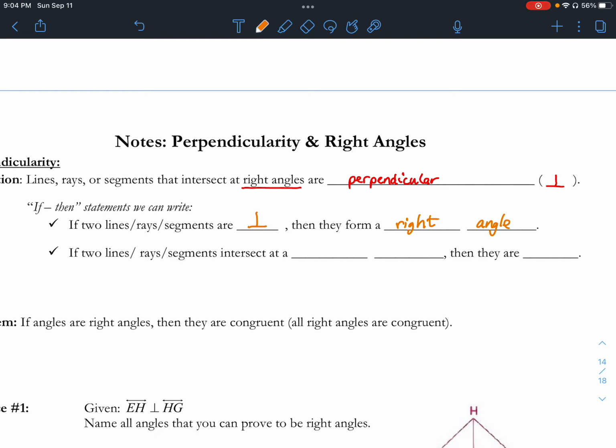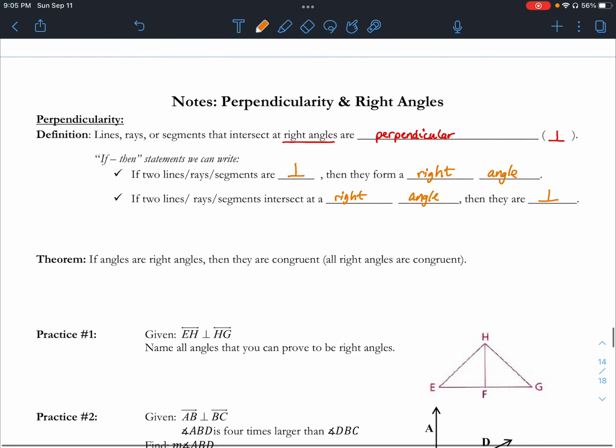The vice versa is also true. If you have these two straight segments, lines, rays, whatever you want to call them, and they intersect at a right angle, well, guess what? You know for a fact that they are indeed perpendicular. So it's like a two-way street there. If it's a right angle, it's perpendicular. If it's perpendicular, it's a right angle.